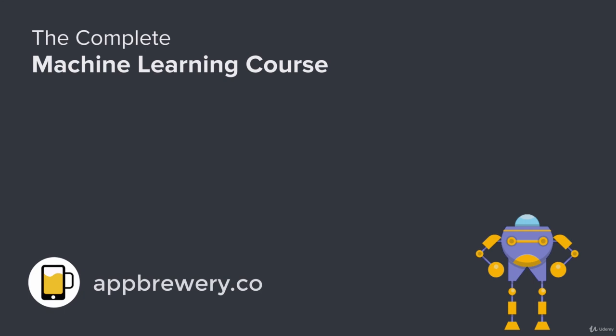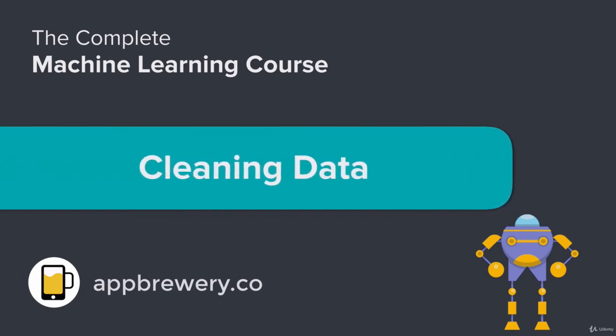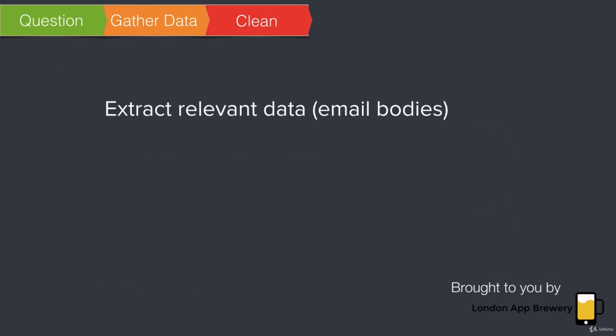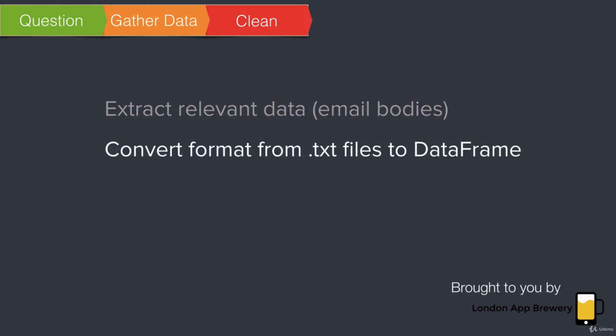In this lesson, I want to talk to you a little bit more about cleaning data. We've already gathered all our data and we've started on this process. In particular, what we've done so far is we've extracted the relevant data, namely the email bodies, from all our text files. And we've also converted all the text files into a pandas data frame. In other words, we've taken over 5,000 different files, extracted the actual pieces of data that we need from it, and converted all of that into a format that we can work with in our Python code.